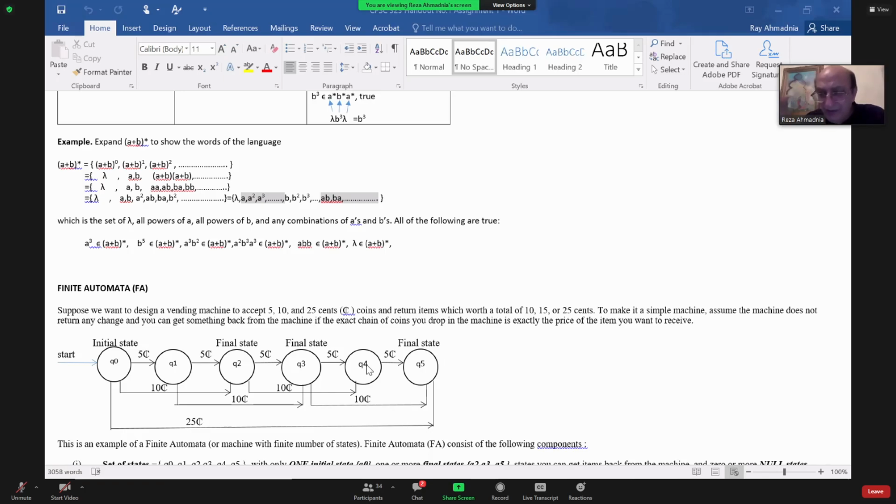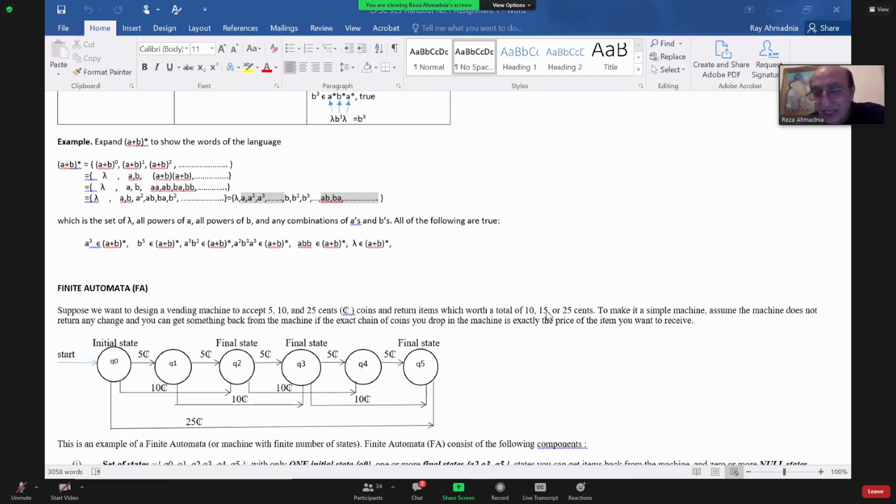If you drop 5 after 5, we took care of the combination of 10 and 5. If you drop 5 and then 10, and then 10, you get to here. The total is 25. You can get something back from the machine here. Okay, so if I drop 10 and then 10 and then 10, you drop more than enough. You don't get anything back from the machine. But if you drop 10, 10, and then 5, you enter a final state, you get something back from the machine.